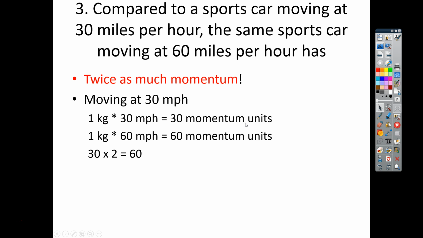For number 3, compared to a sports car moving at 30, the same sports car moving at 60 miles per hour has twice as much momentum. So remember, the equation is mass times velocity, so that'd be 30 momentum units. 1 times 60 would be 60, so we just know that it's got twice as much momentum.